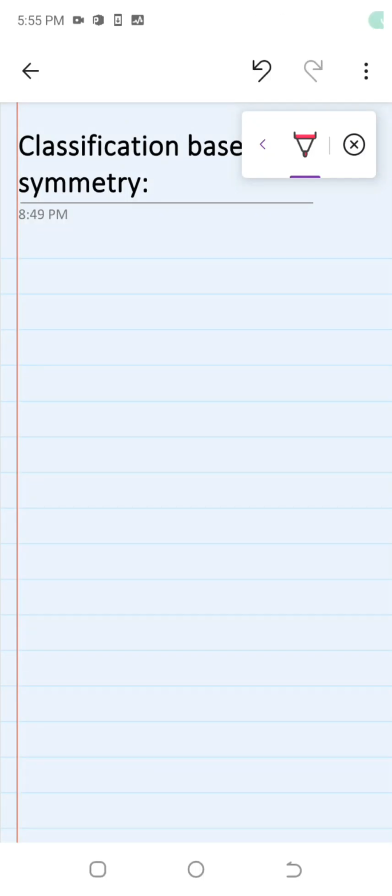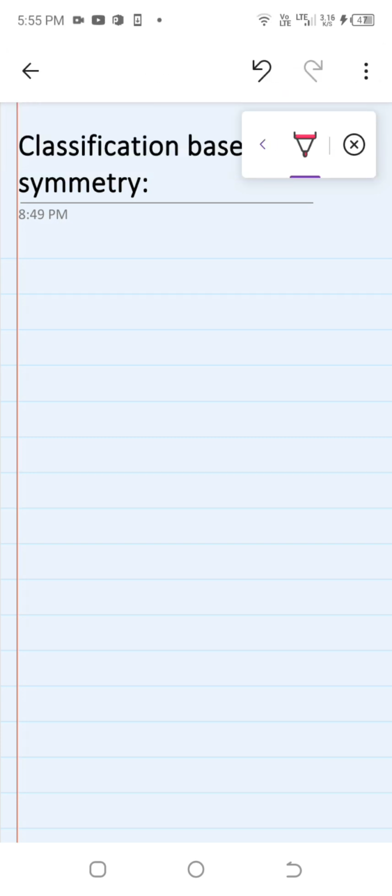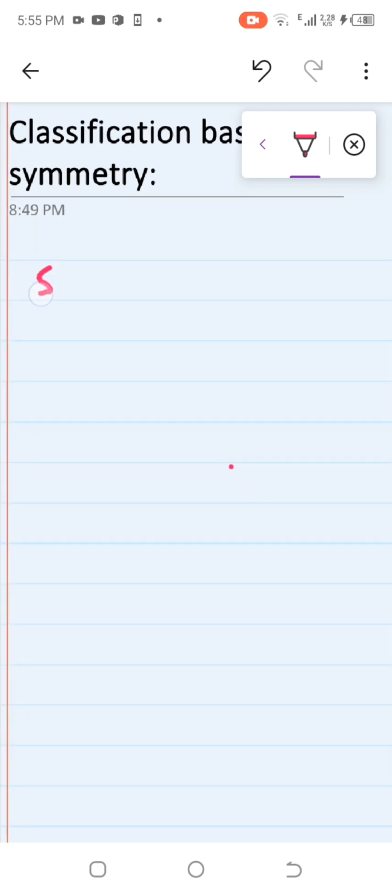Okay, so hello everyone. In the last video, we did classification based on tissue, or you can say germ layers. Now we are going with classification based on symmetry. We have the simple animals like the sponges. Many bodies which have irregular and variable shape, like sponges, are asymmetrical.